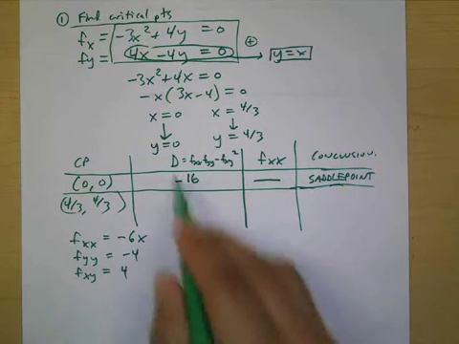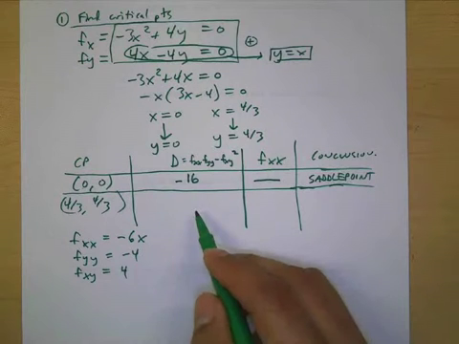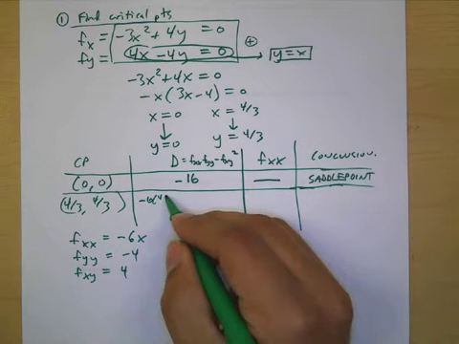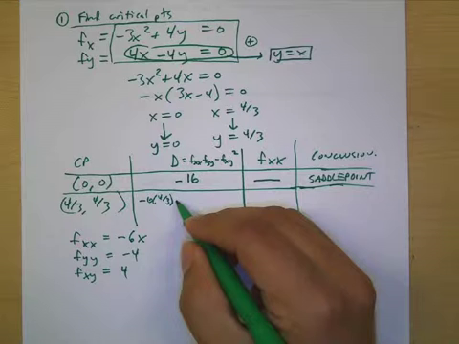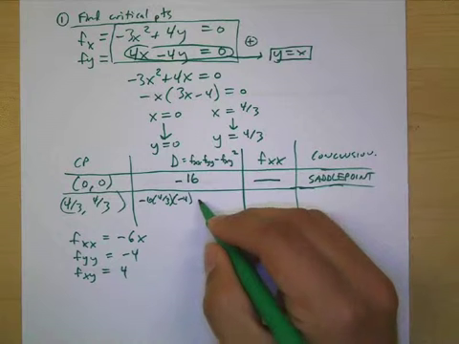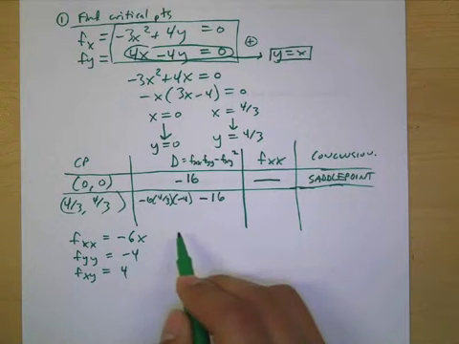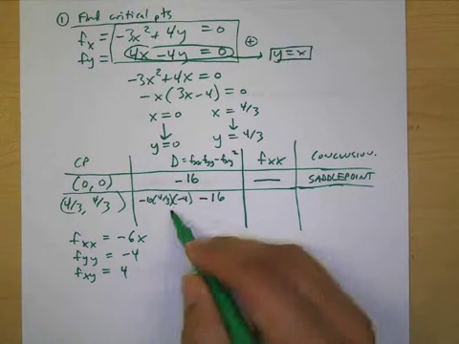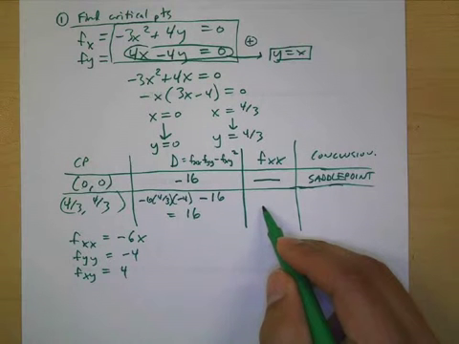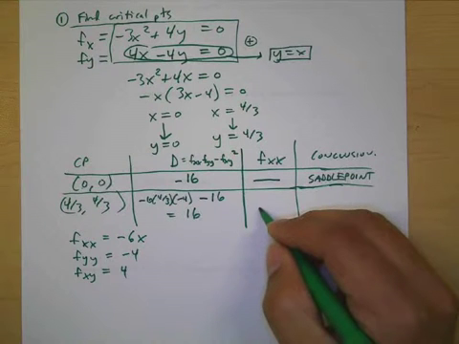(4/3, 4/3). All right, so let's do the same thing. Plug it into f sub xx, f sub yy, subtract. What are we going to get? Well, we're going to have negative 6 times 4/3, and then just times negative 4. And then we're going to subtract again, 16. That's 32 minus 16, which is positive. So now we do want to inspect partial xx. Partial xx at 4/3 is negative, right? It's negative 8.